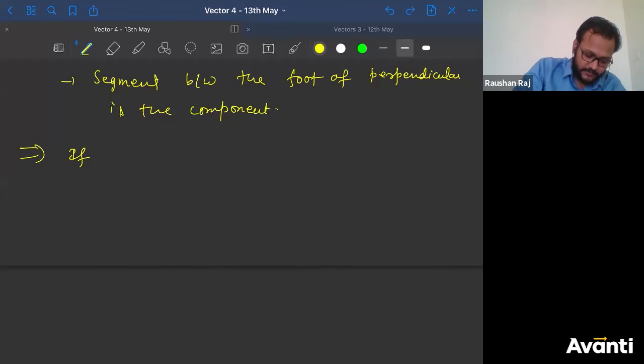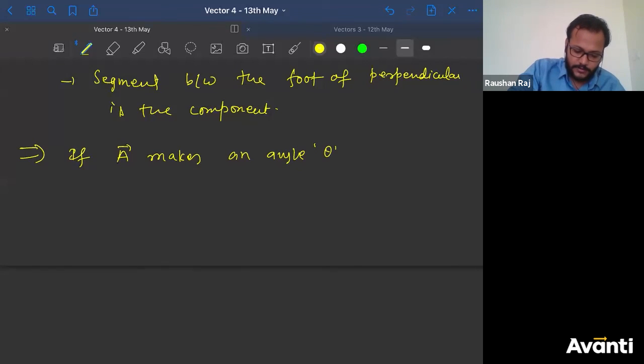So if A makes an angle theta with PQ, then the component along PQ will be simply A cos theta.